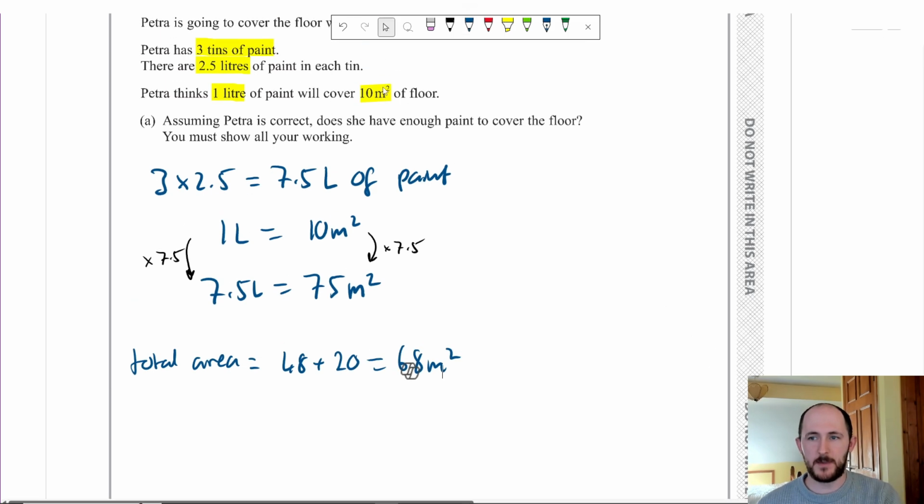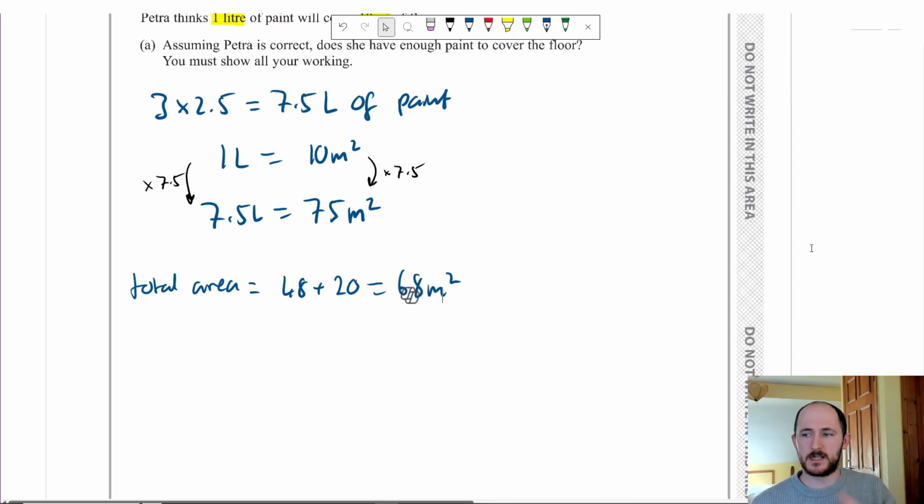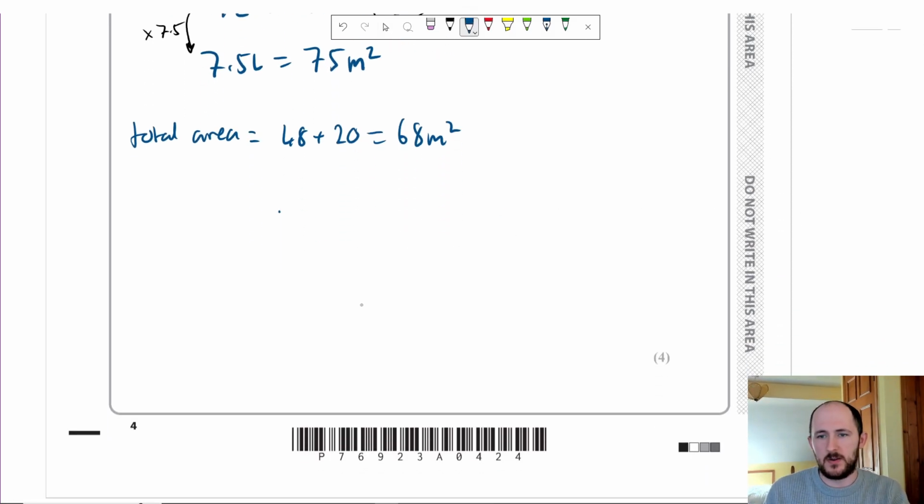Now, does she have enough paint? Well, she has enough paint to cover 75 square meters, and the floor is only 68 square meters. So, since 68 is less than 75, she has enough paint.